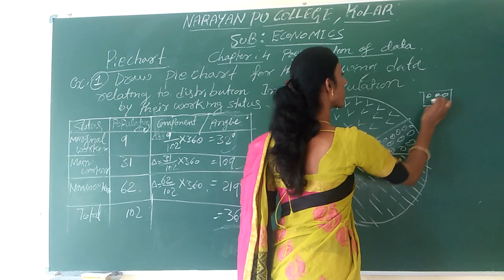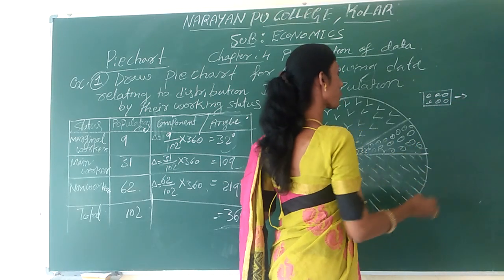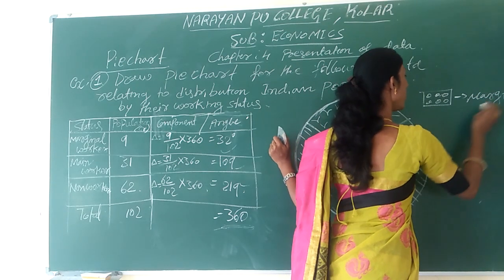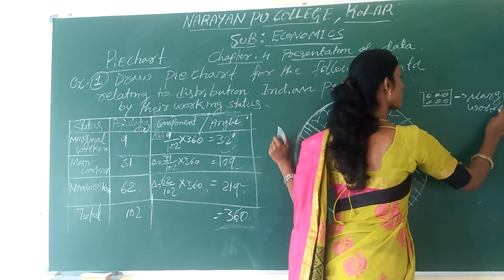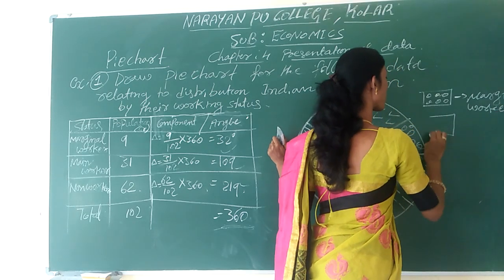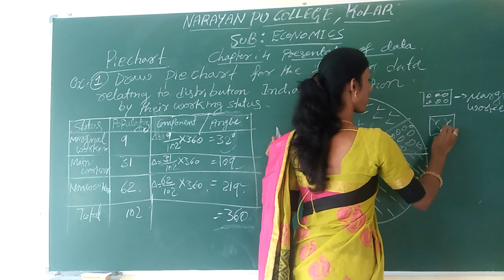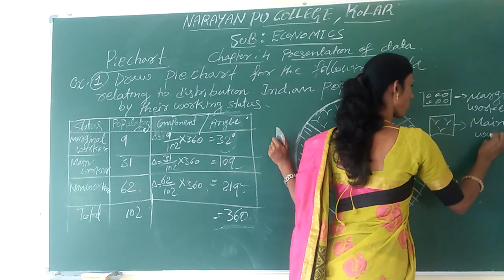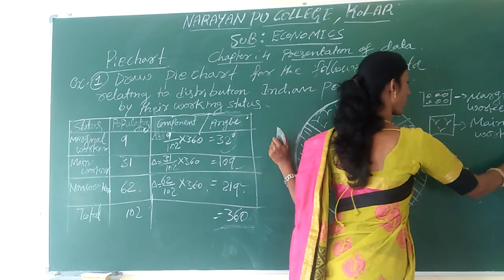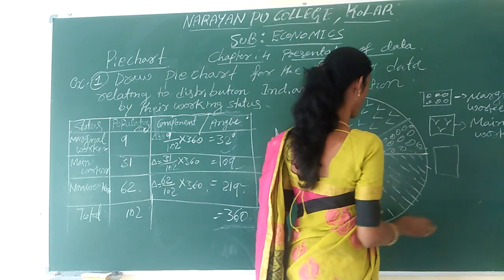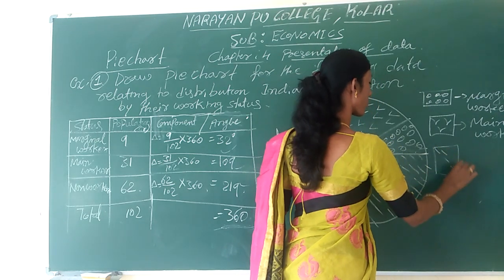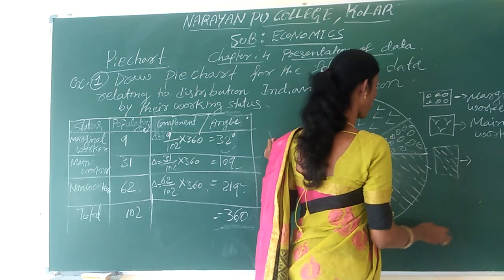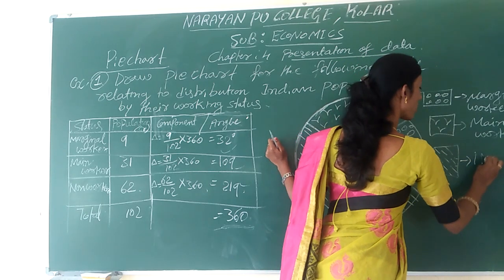Here, the circle area is showing marginal workers, and next, the plain board area is showing main workers, and thirdly, this dotted area is showing non-workers.